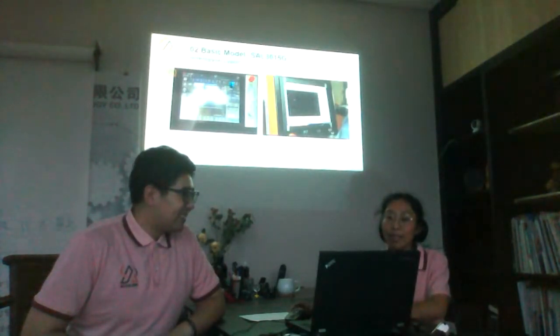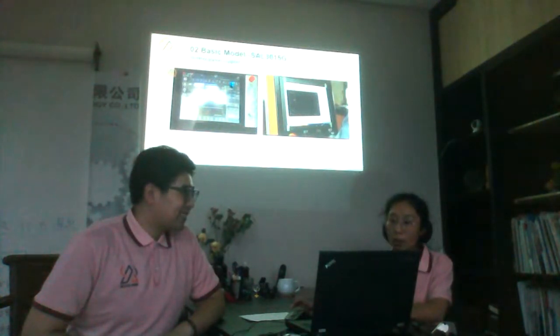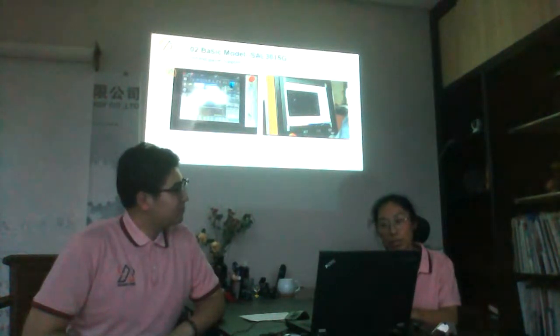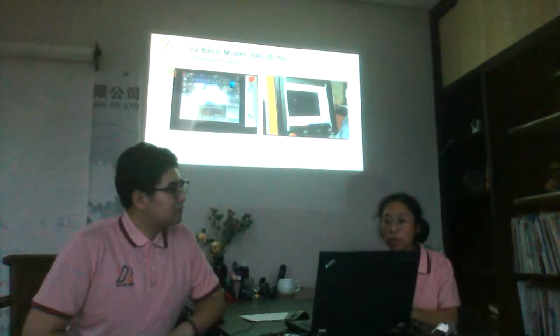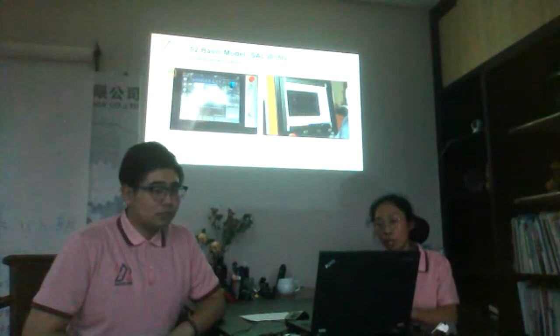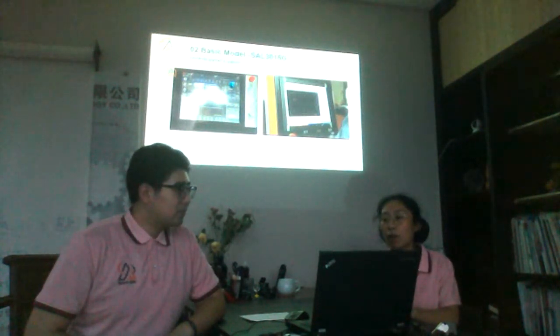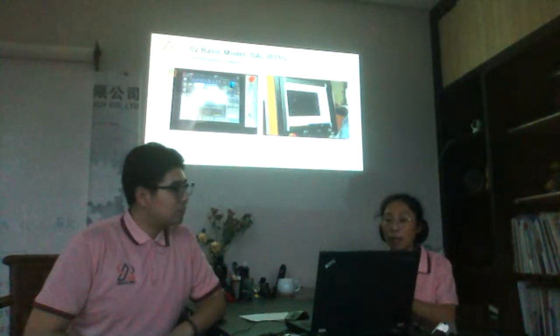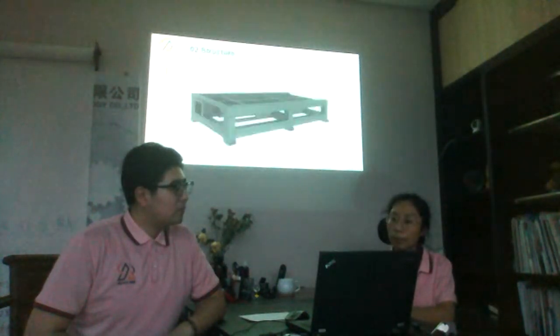Okay, next is the control panel. Our laser cutting machine usually uses the Cypcut card. It's a brand we have a long cooperation with, so our laser cutting machine usually uses this brand of control panel.